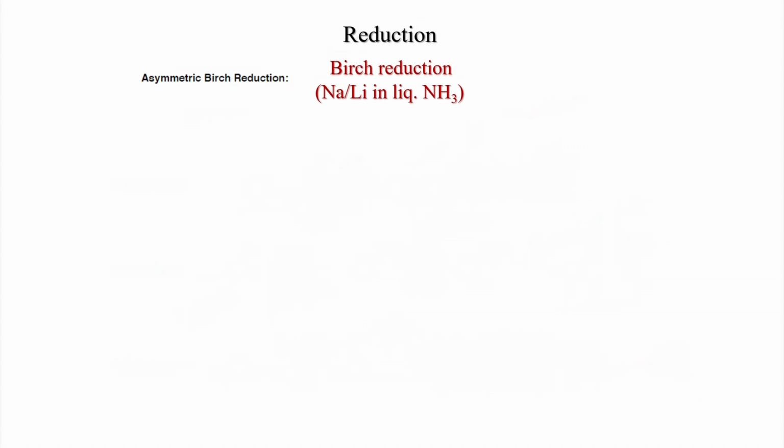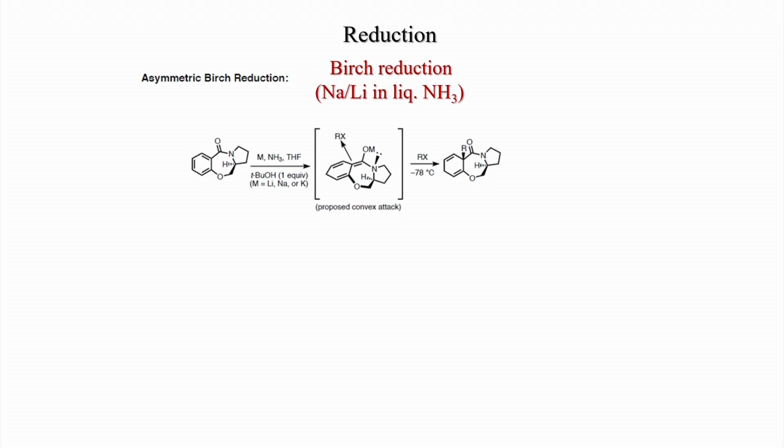Asymmetric Birch reduction is also possible. You have this kind of chiral compound, with an amide group and an ether group. If you treat with lithium or sodium in liquid ammonia and THF, followed by 1 equivalent of tertiary butanol, you get this kind of conjugated enolate system.